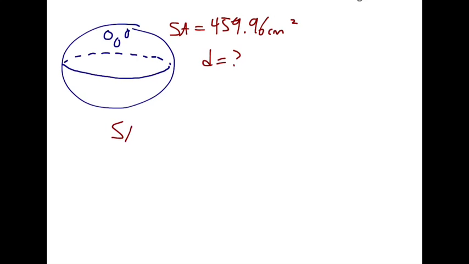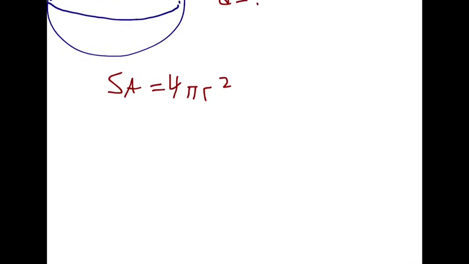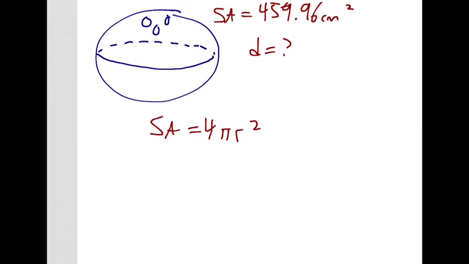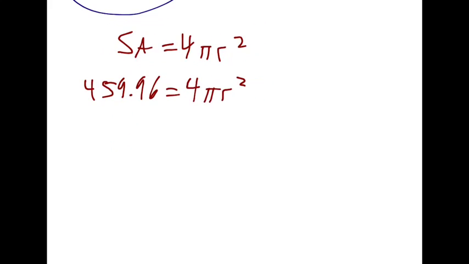So it's always a good idea to start out with that formula. Surface area for a sphere is 4 pi r squared. Now I don't know what r is, so I'm just going to leave that as a variable. But I do know what the surface area is, so I can write that number in place of surface area, right? 459.96 equals 4 pi r squared. Follow so far?